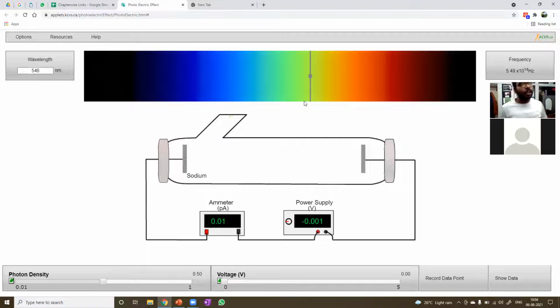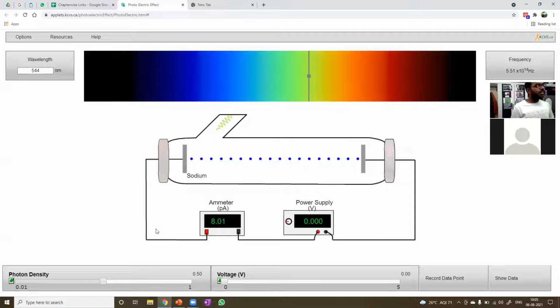At 5.49 into 10 to the power 14 hertz, no photon is emitted. Slightly I increase, slightly. At this frequency, around 5.51 into 10 to the power 14 hertz, the electrons started emitting out of the sodium metal. And what do you mean? This much minimum frequency of photons is needed to eject the electrons out of the metal.